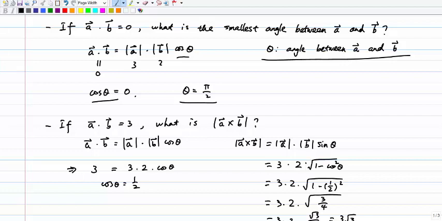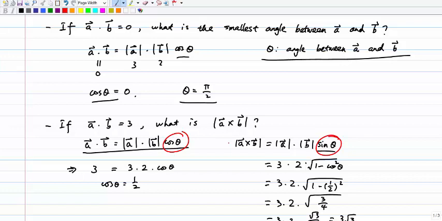The second question says if a dot b is 3, what is the magnitude of a cross b? To solve the problem, we have to look at the relation between a dot b and the norm of a cross b. a dot b is the norm of a times the norm of b times cosine theta. And the norm of a cross b is the norm of a times the norm of b times sine theta. One is cosine theta, one is sine theta. If I can figure out what sine theta is, I can figure out the magnitude of a cross b.